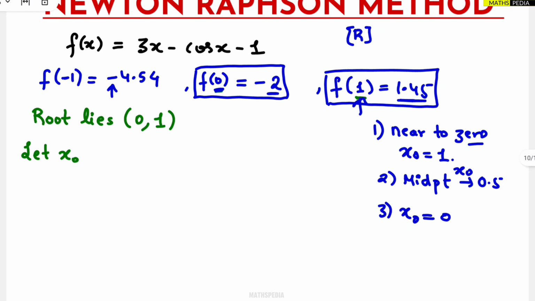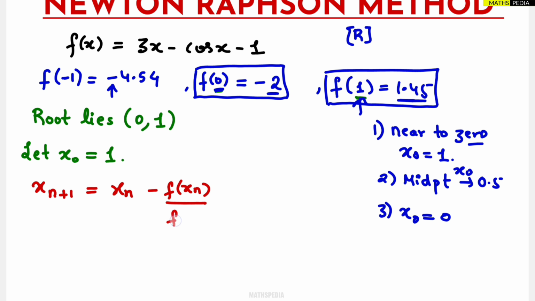Now after considering x naught equal to 1, which is the initial approximation, we go for the main step, which is the formula. I'll write x n plus 1 is equal to xn minus f of xn divided by f dash of xn. This is the formula for the Newton-Raphson method. In this, we have to go for the first iteration, second, third, fourth, and so on.